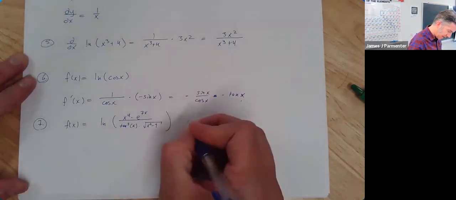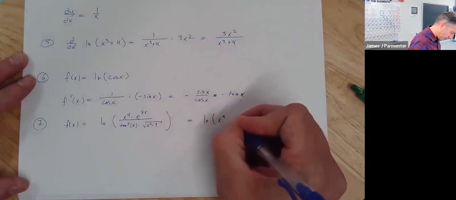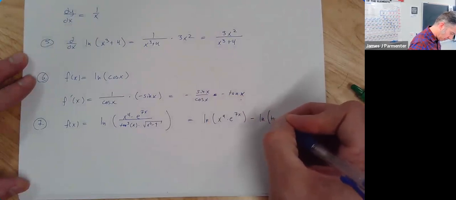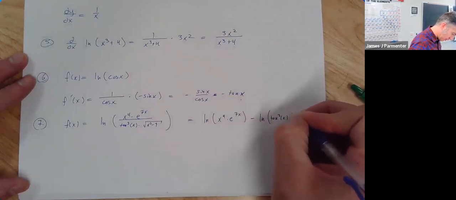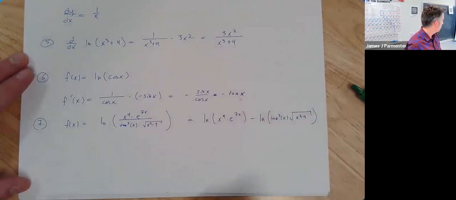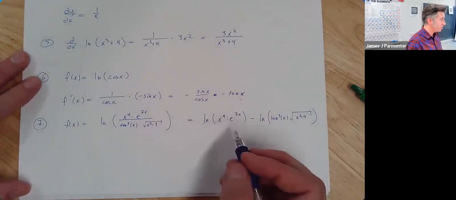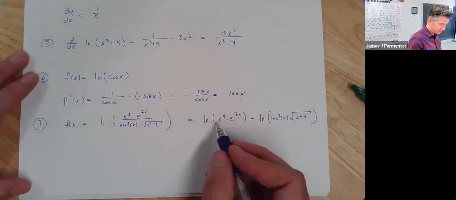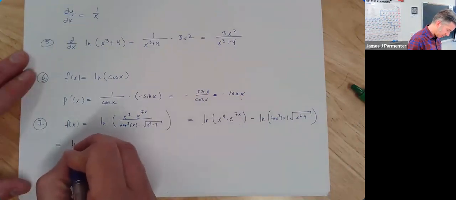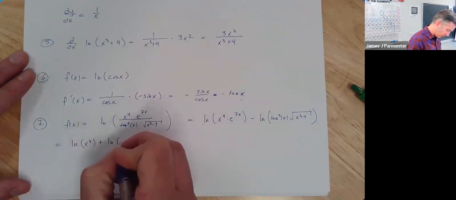First, we can write this as the natural log of the top part, x to the 4th times e to the 7x, minus the natural log of the bottom part, tangent cubed of x times the square root of x squared minus 9. And then, when you have the natural log of a product, you can break it up as the sum of the 2 natural logs. The natural log of x to the 4th times e to the 7x is the same as the natural log of x to the 4th plus the natural log of e to the 7x.